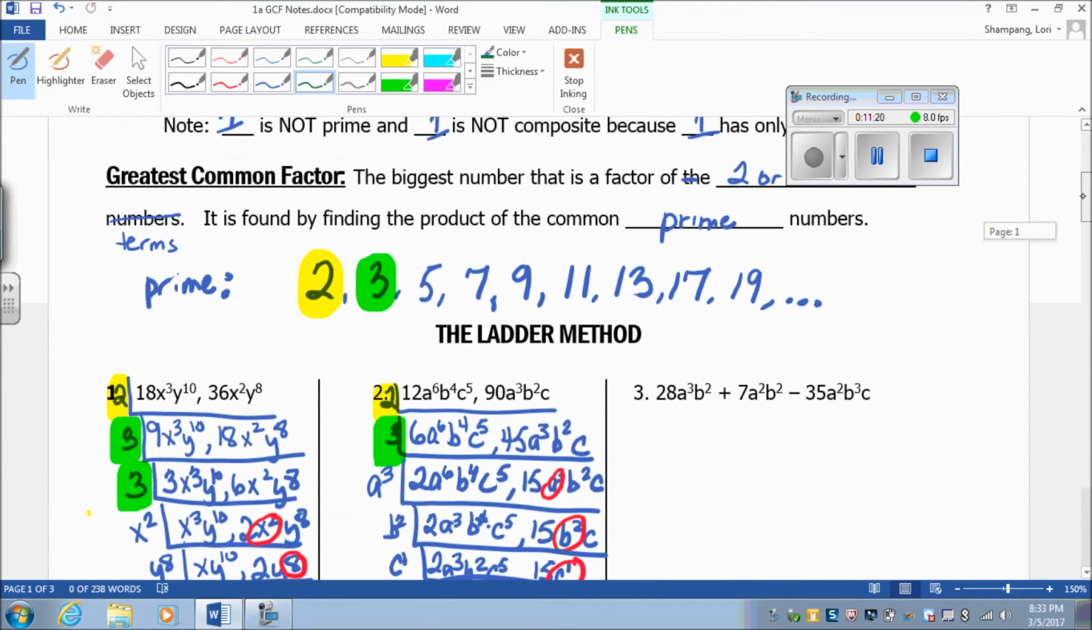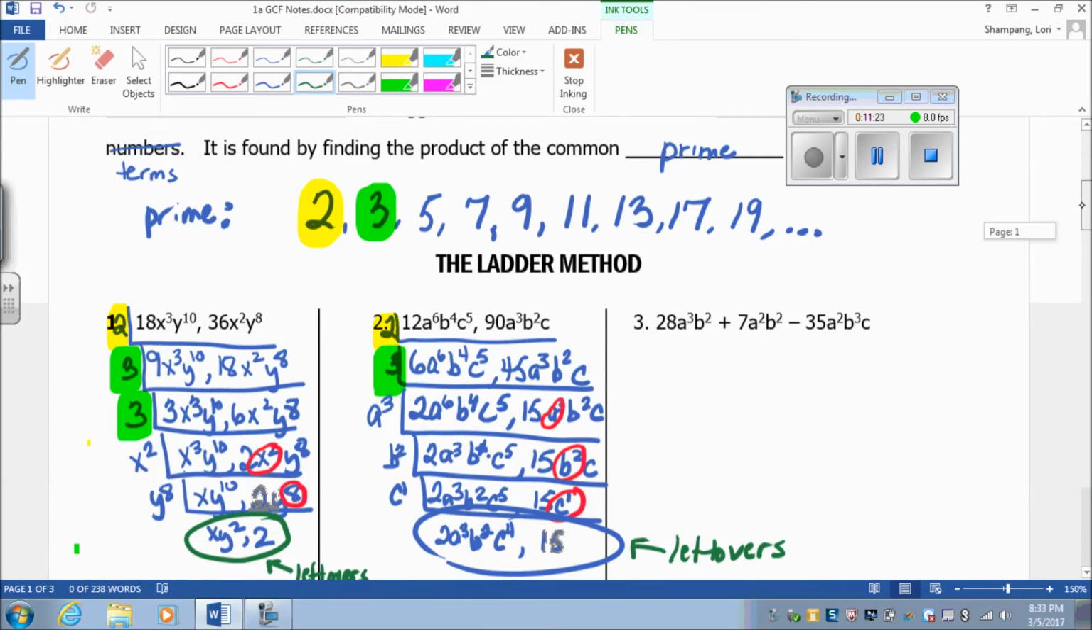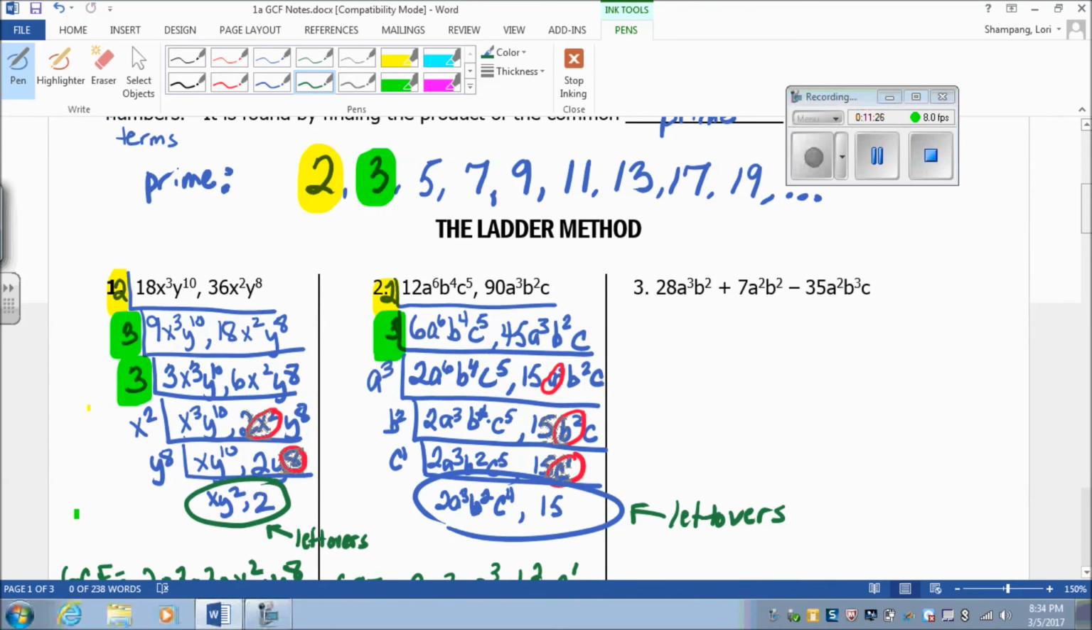Okay, and let's look at this last example. This last example is not just two monomials, it's actually a polynomial. So this is how we're going to factor a polynomial. When we get ready to learn other factoring methods, you're always going to go back to greatest common factor in this type of factoring before you try to do anything that's slightly more tricky. So let's look at these numbers. We have 28, 7, and 35.